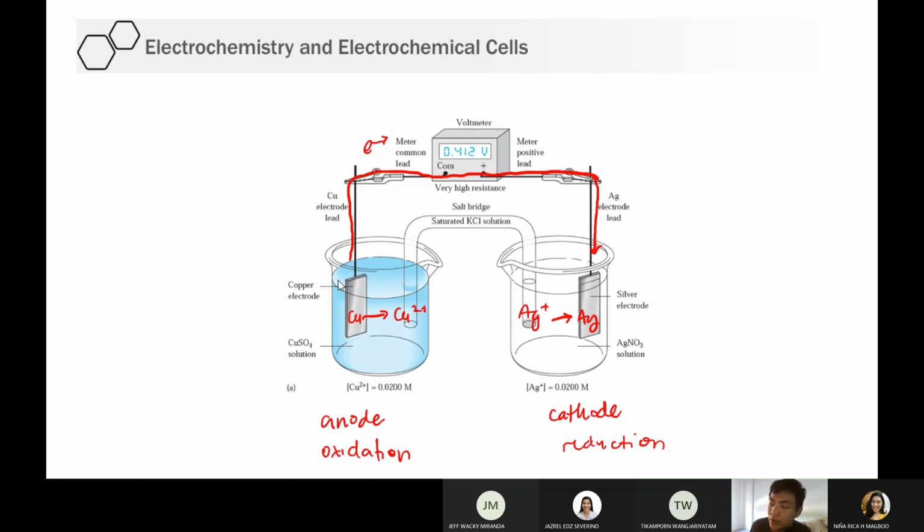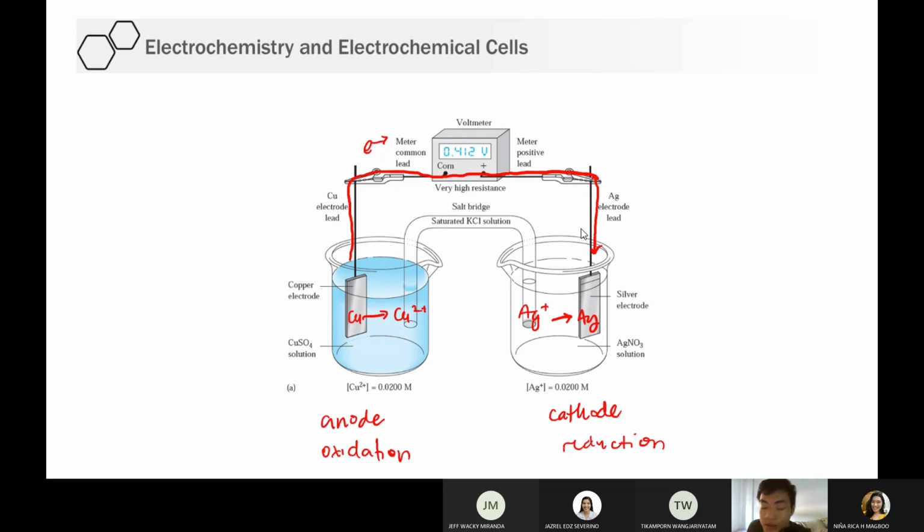Over time, the copper metal on this part of the solution will decrease in amount because it is being converted into ions, and on the right side, your silver electrode will increase in mass because the ions are being deposited on the electrode. So again, quick summary.